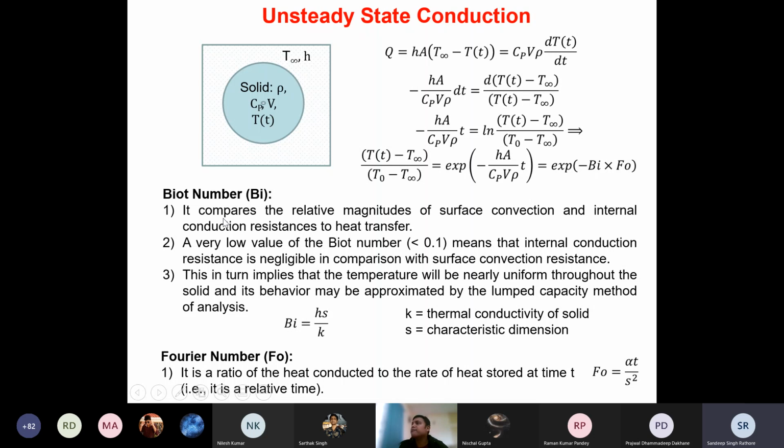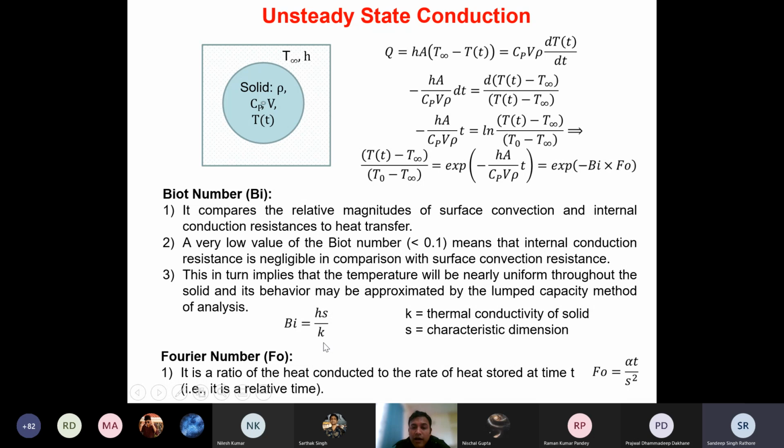So Biot number is very important. As I said, this equation is valid with the assumption that internal resistance is negligible. And this internal resistance you can quantify using Biot number. This Biot number is very important. Okay. So it compares the relative magnitude of surface convection and internal conduction resistance. Okay, so here you can see this Biot number is given by hS by k, where h is the heat transfer coefficient, S is the characteristic dimension, and k is the thermal conductivity.